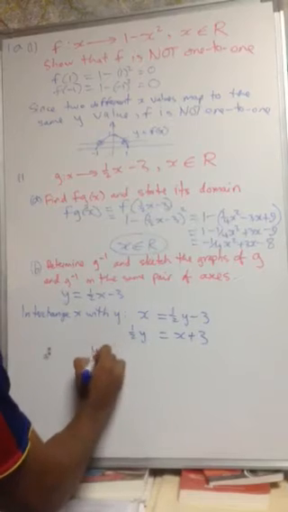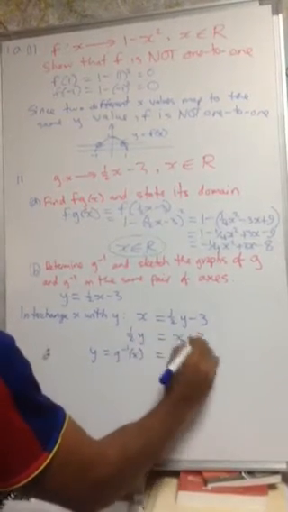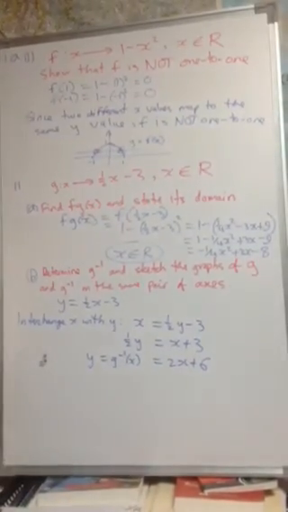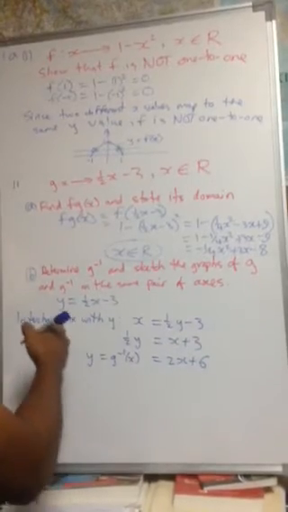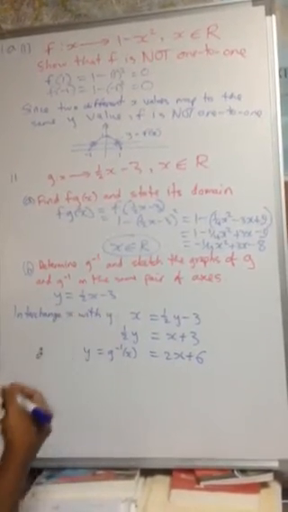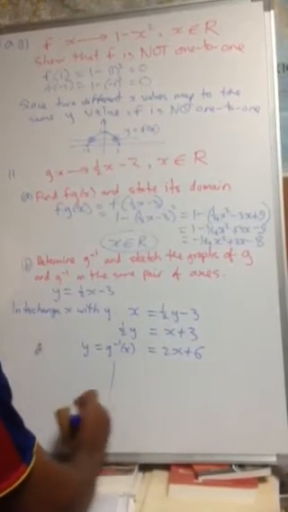Good. Therefore, y is equal to g inverse of x, which is equal to, so we multiply both sides by 2. This will be 2x plus 6. So that's g inverse. Sketch the graphs of g and g inverse on the same pair of axes. G inverse will be the reflection of g in the line y equals x.